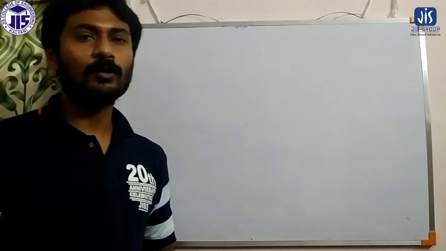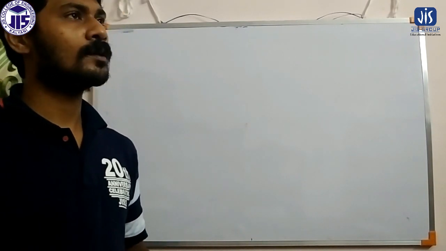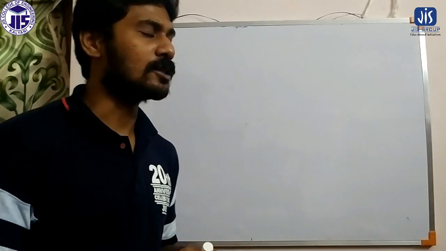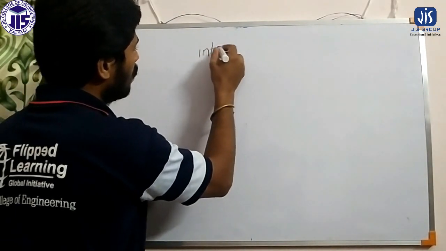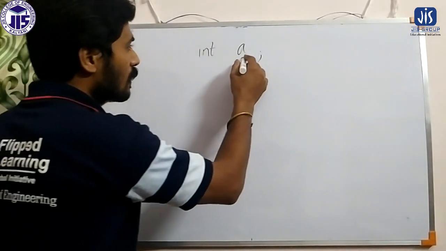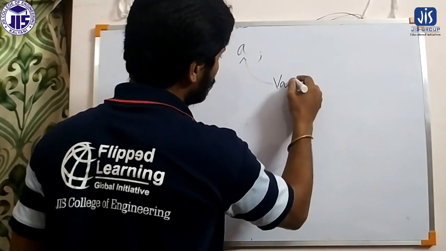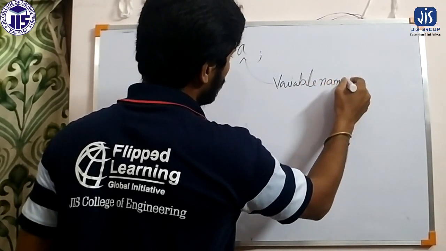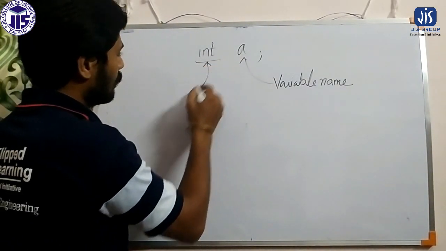In this lecture, we are going to discuss different types of storage class in C programming. So already we know how to declare a variable and what is variable declaration. In variable declaration, I have mentioned we can declare a variable in that way, that is int a, for example. So what does it mean? This a is basically the variable name, and this int is representing the data type.